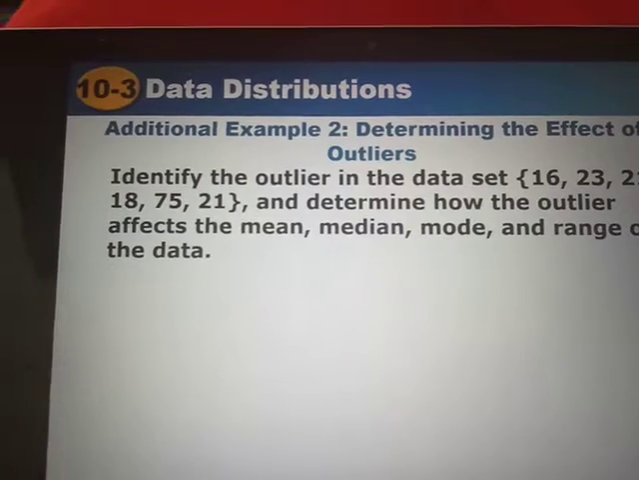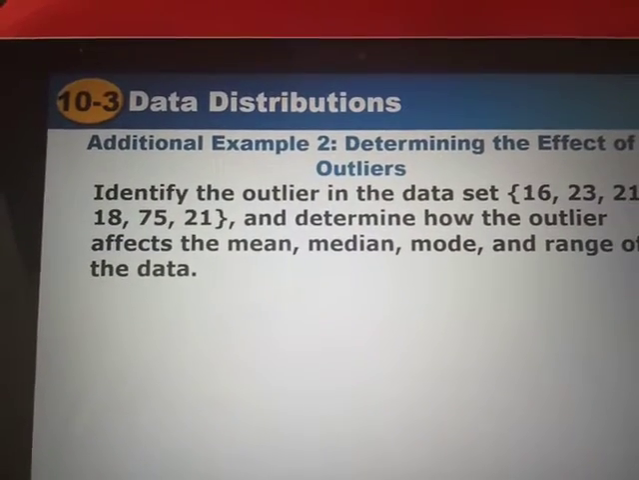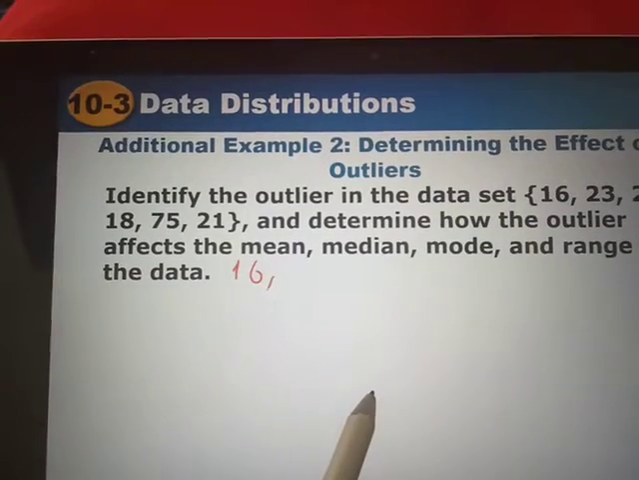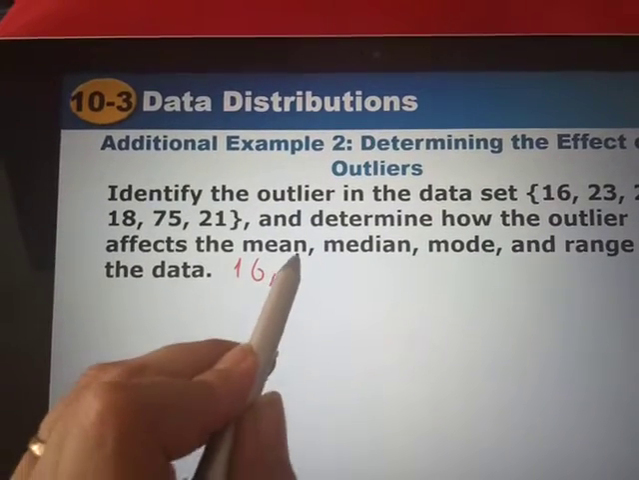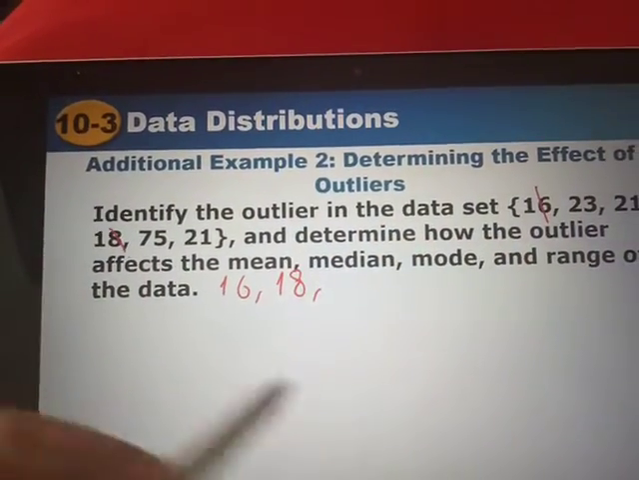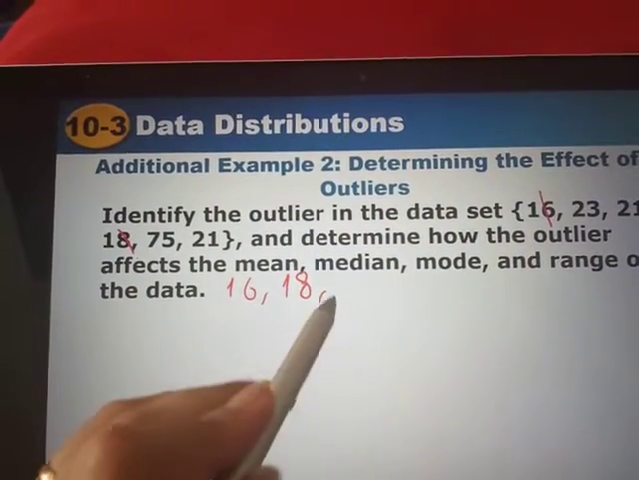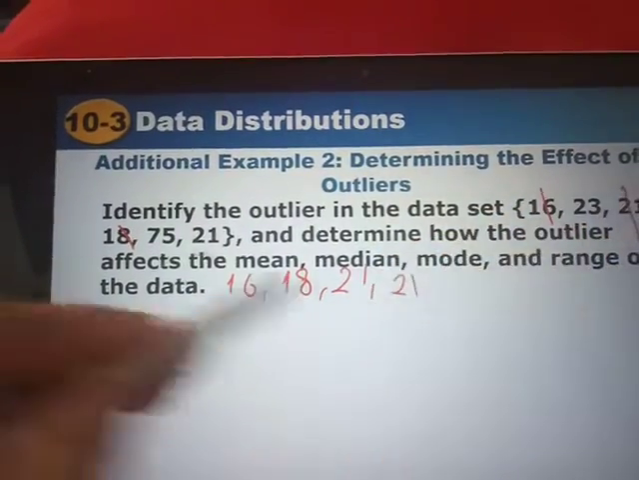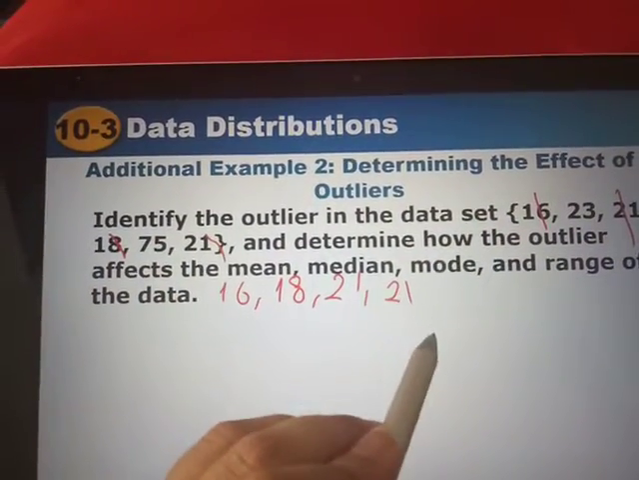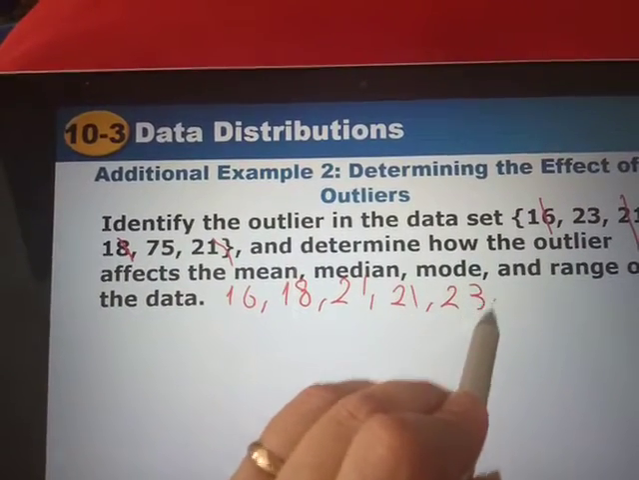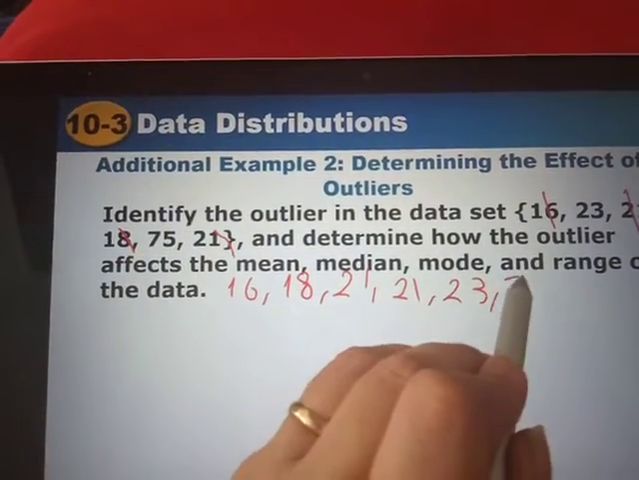First, arrange the data. Here we have the first one, 16, and then 18, 21 repeated twice, 23, and 75.